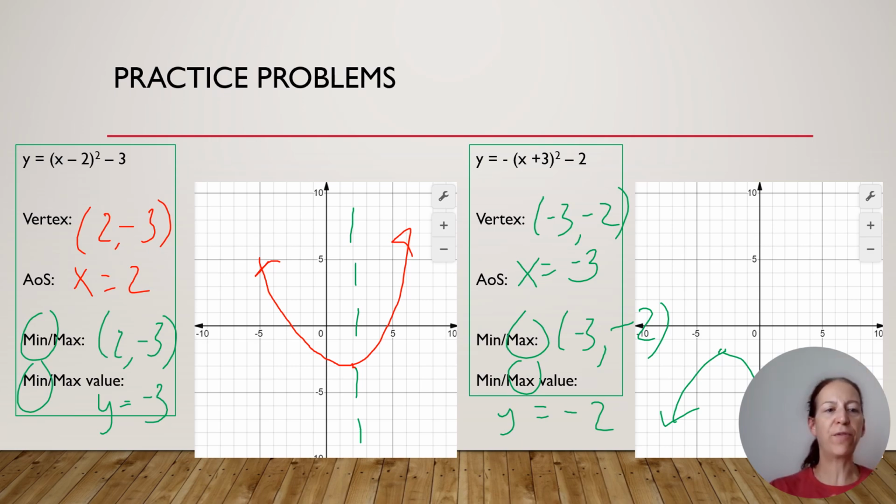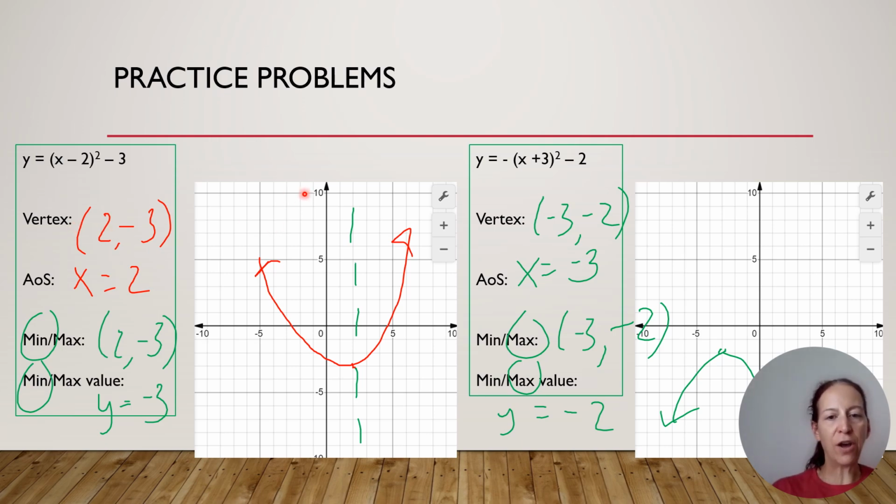Okay, so probably from your perspective, all this writing just appeared on the screen. So quickly we can go through this. So the transformations on this first one are right 2 and down 3. And so that's where I located my vertex, and that's where I did my quick sketch. Right 2 down 3 means that my vertex is located at 2, -3.